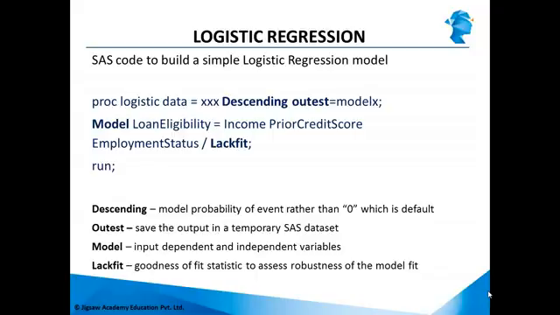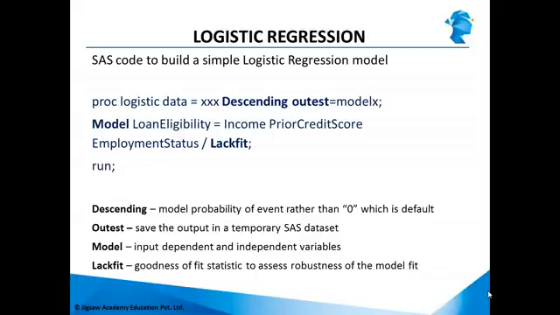The first option is descending. Now descending is used if you want to model the probability of event equals to 1 rather than 0. In fact, how this works is that remember, in a binary logit model there are two values of the dependent variable, 0, 1, 1, 2, 3, 4, whatever it is, but essentially two values. So let's assume that you have a variable coded as 0 and 1. By default, SAS will model the probability of event equals to 0. If you want to model the probability of event equals to 1 instead, then you have to use the descending option. In other words, SAS will model the probability of the lower value event.